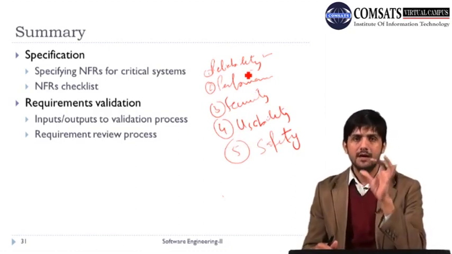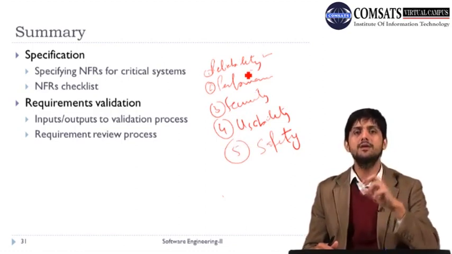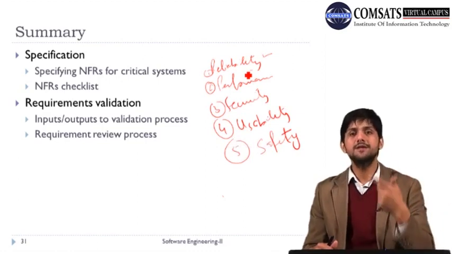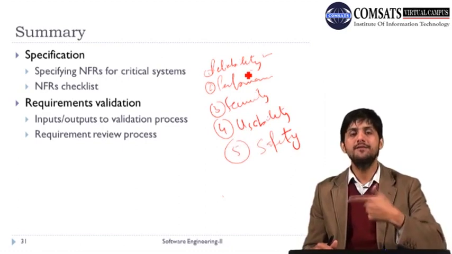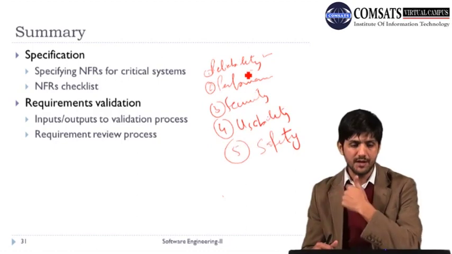So there is a very small difference, but it is different because in analysis we are looking at raw requirements which we have elicited from the end user, whereas in the validation process we are trying to validate our final requirements. We are trying to validate the software requirements specification document that we have produced.